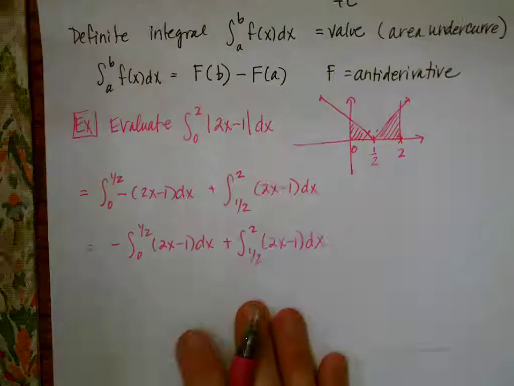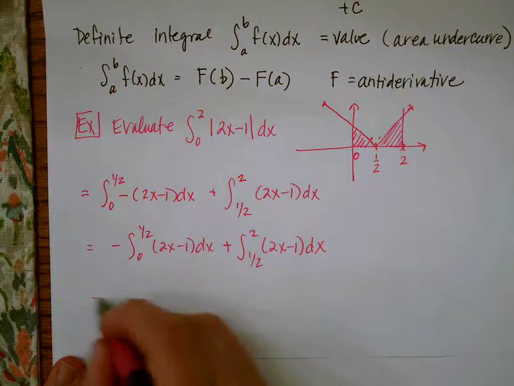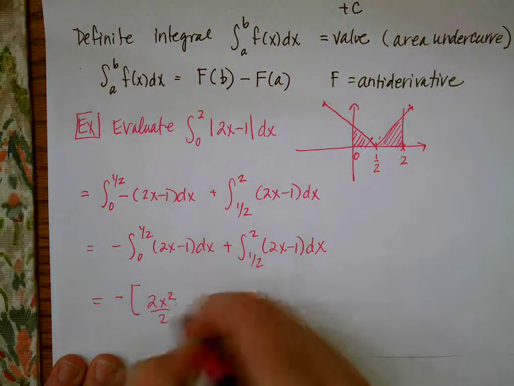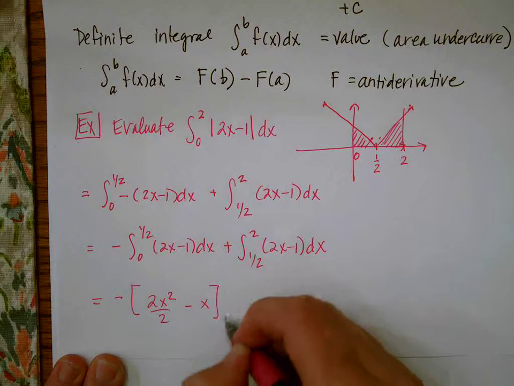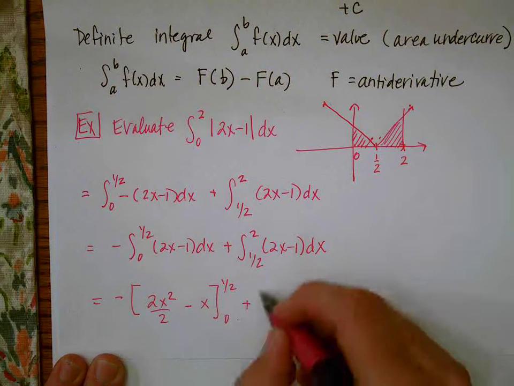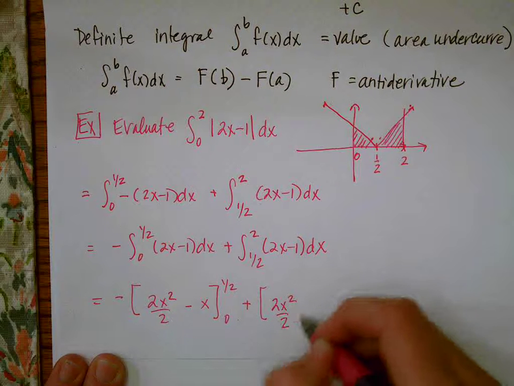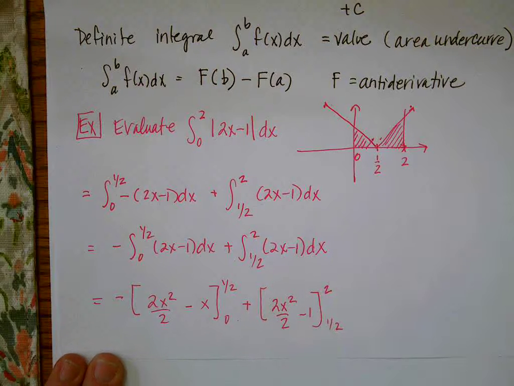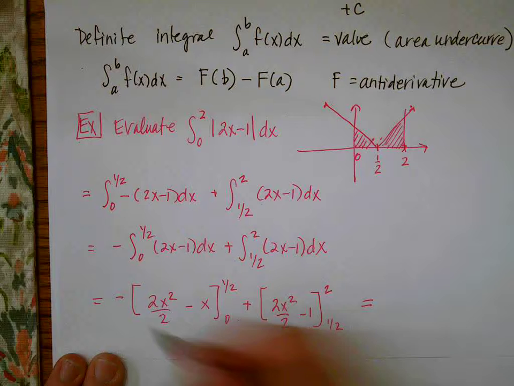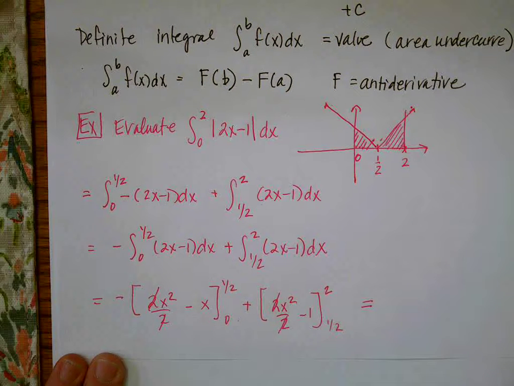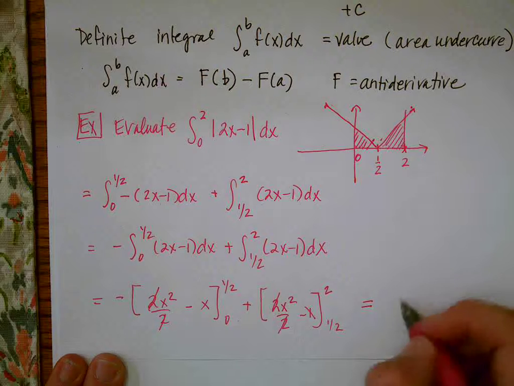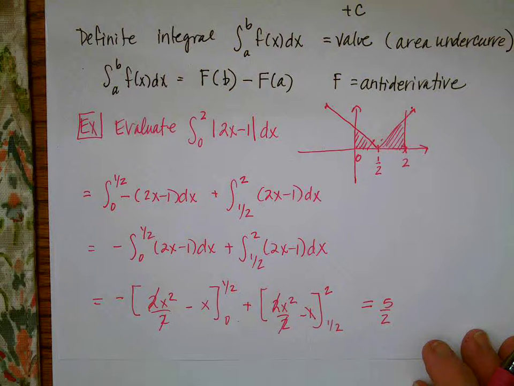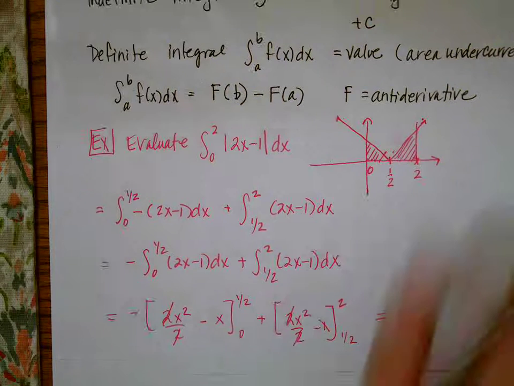Alrighty, so if I do all of that math, and I'm assuming at this point that you can do that, I'm going to end up with, here's the negative, and I'm going to have 2x squared over 2 minus x evaluated from 0 to a half. And then I'm going to have 2x squared over 2 minus x evaluated from a half to 2. And remember, when you evaluate your indices, it's top minus the bottom. I'm assuming you can do this math. And then when I evaluate, I'm going to get 5 halves. So the area under the curve from 0 to 2 is going to be 5 halves.